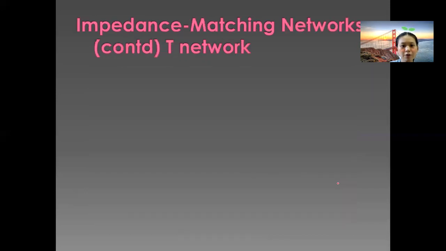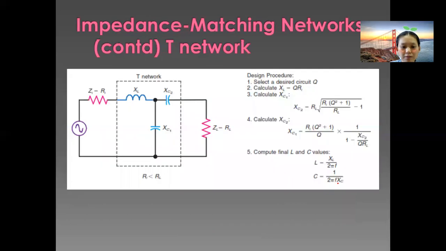Now we go to the example of T networks. How do we want to design a T network? To design a T network, we have the inputs and we have the outputs. When we want to design a T network, we want to know the values of the inductor L, capacitor 2, and capacitor 1. For this T network, we must fulfill the rule that our input impedance must be smaller than our output load impedance.